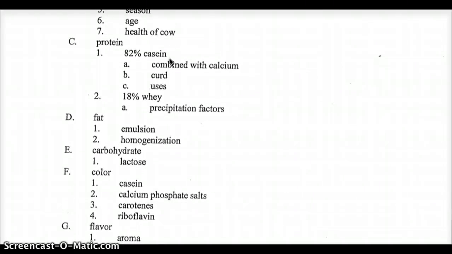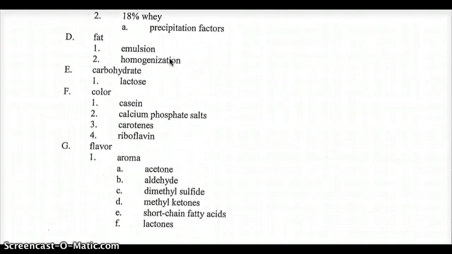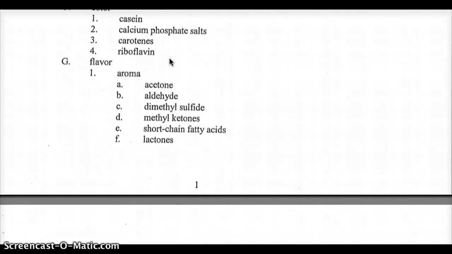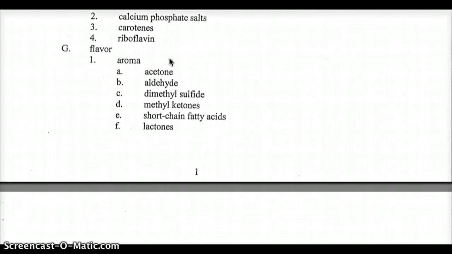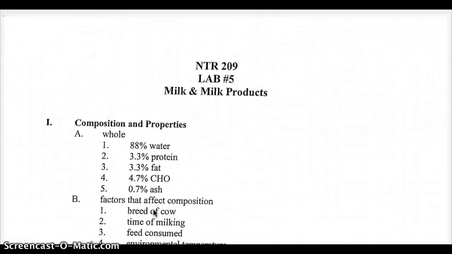Fat, emulsion, homogenization, carbohydrates, lactose, color, casein, calcium phosphate, salt, carotenes, riboflavin, flavor, aroma, acetone, aldehyde, dimethyl sulfide, methyl ketones, short chain fatty acids, lactones. I have a good idea of it, same with the carotenes and riboflavin. These are more than likely going to be on the test in comparison with these. Have a basic idea of what this is. Aldehydes, these not as much. It depends on the complexity of the milk.